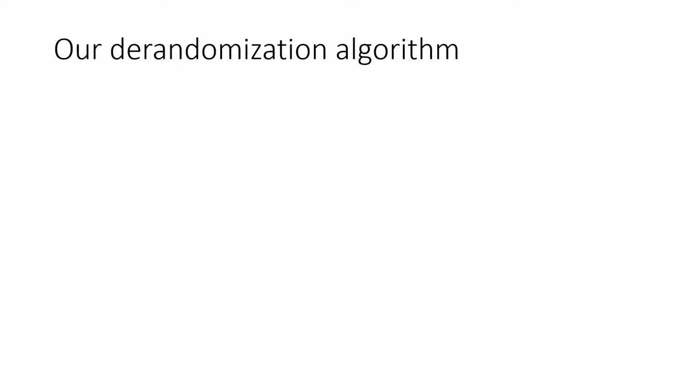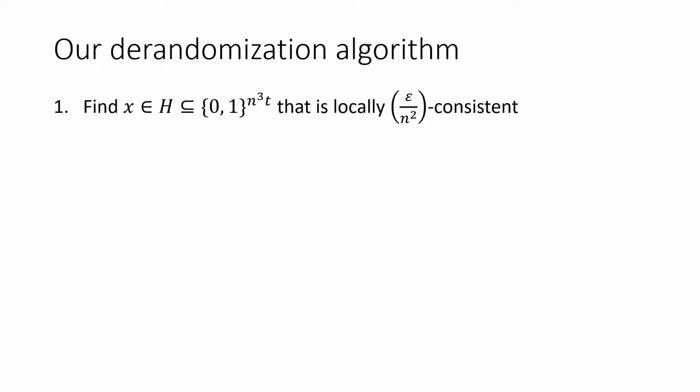Here's our derandomization algorithm. Find a string x in the hitting set that is locally consistent to within error epsilon over n squared. We'll have to prove that such a string always exists, but for now, let's just suppose we've found one. Then we output the corresponding estimated probability of visiting the accepting vertex. That's it. That's our estimate for the expectation of f.